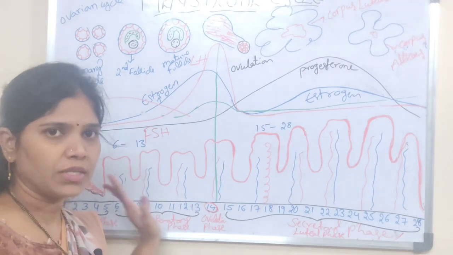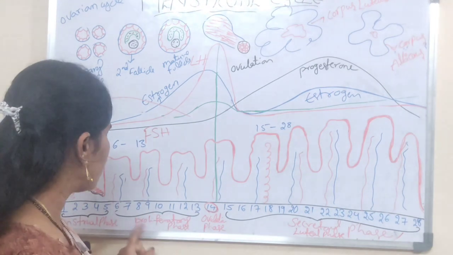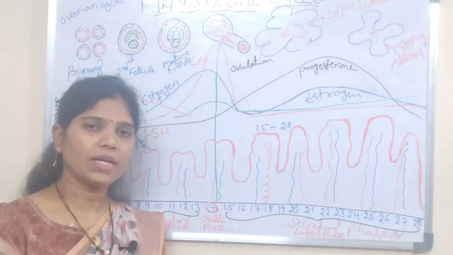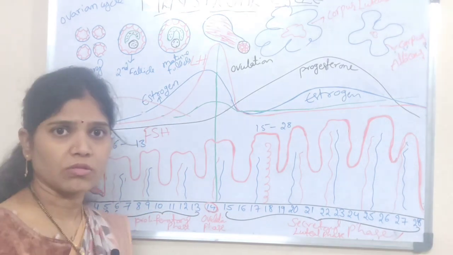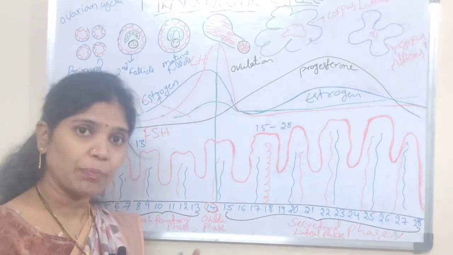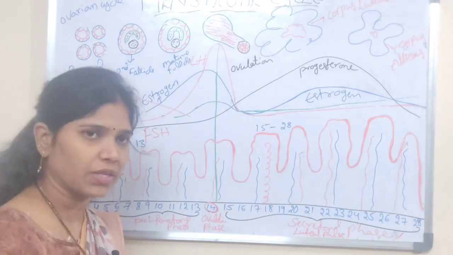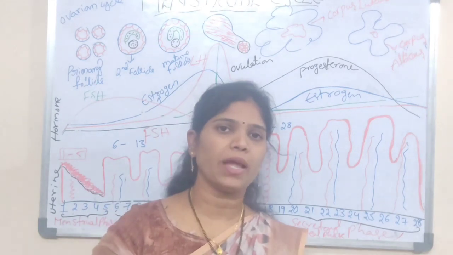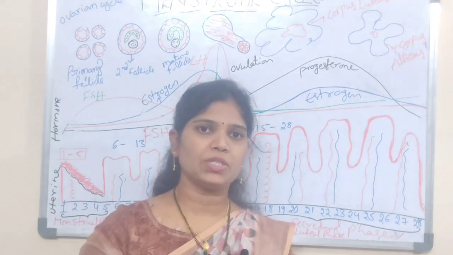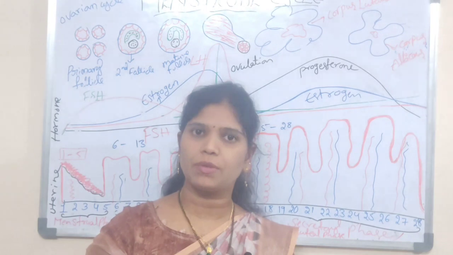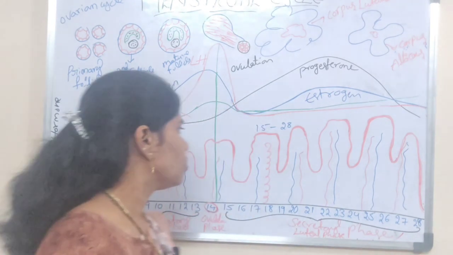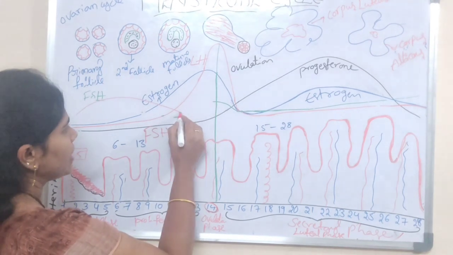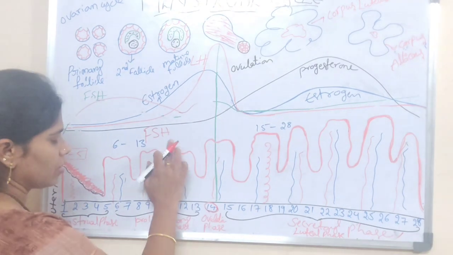Under the proliferative phase, what I told, there is development of the Graafian follicles. It is also called the follicular phase, or proliferative phase, or pre-ovulatory phase. So many names are there. What is happening in this phase? There is release of follicle-stimulating hormone from the anterior pituitary, stimulated by GnRH hormone from the hypothalamus of the brain. So up to the 13th day, there is high secretion of this FSH.